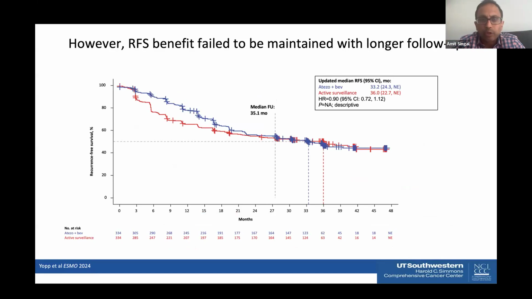As we started to follow this trial out longer, that benefit for recurrence-free survival faded and was no longer observed with continued follow-up, as the median follow-up was extended to 35 months during the second analysis. You can see here median recurrence-free survival of 33 months versus 36 months, and this difference not being statistically significant.